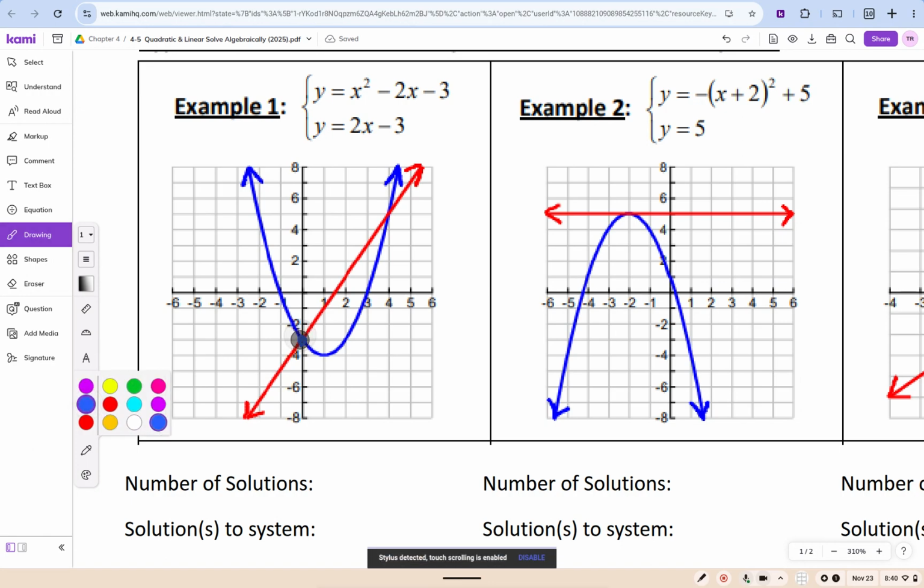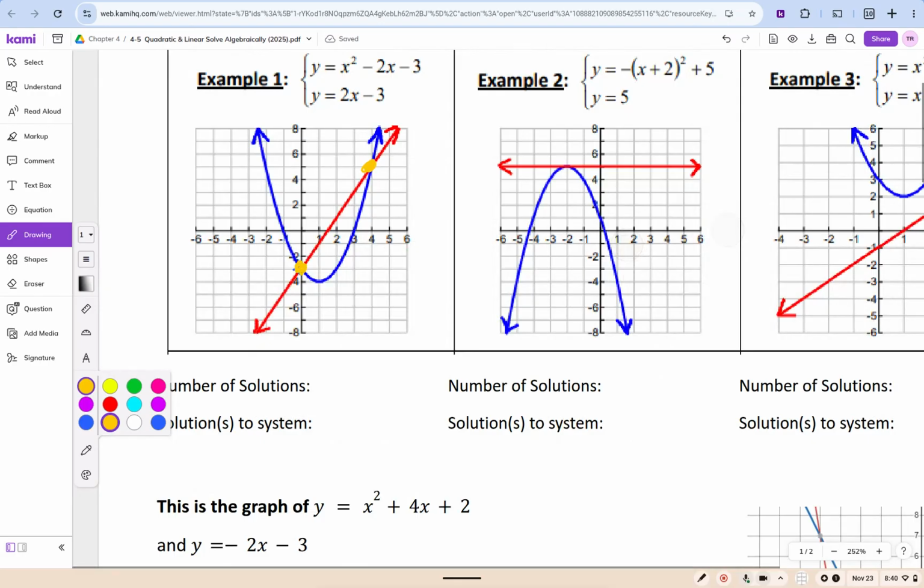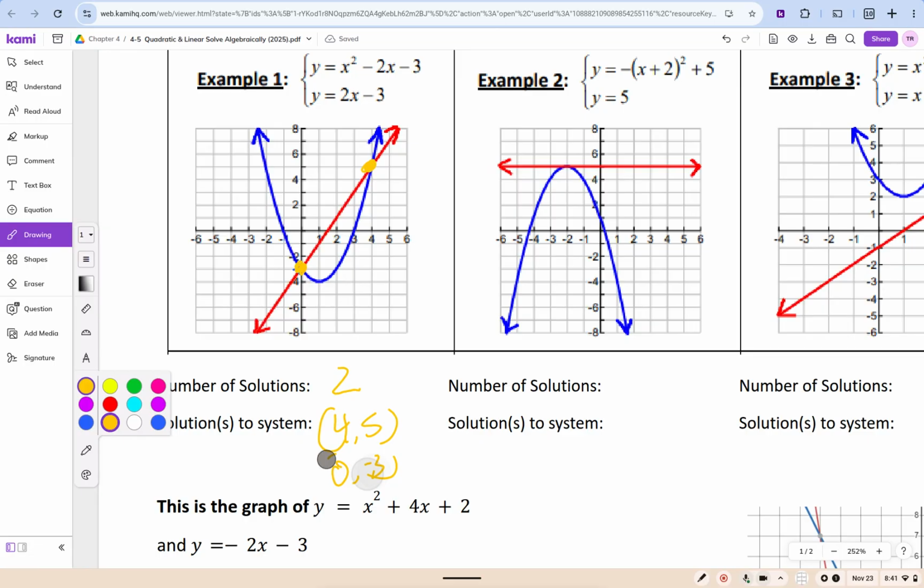You can see in these examples, these two are going to cross at two different points. So the solutions would be 0, -3 there, and 4, 5 right there. So it could be two answers like that. Your two answers are x, y, x, y. So 4, 5 is one of them, and 0, -3 is the other.